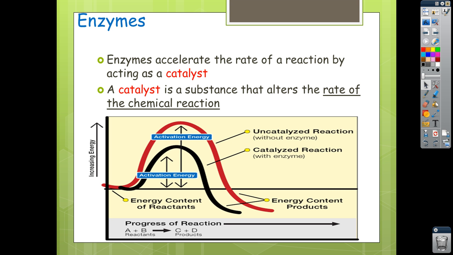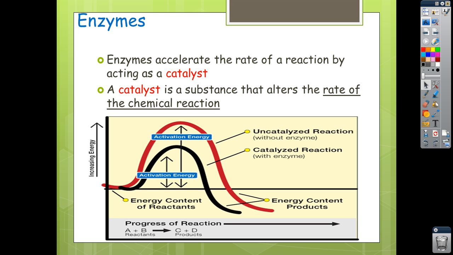Now let's talk about enzymes. We talked about how proteins serve to control the rate, not control the rate, but rather assist in the rate of chemical reactions in the body. Well, now we're talking about enzymes. So enzymes basically speed up the process of chemical reactions in the body. That means that enzymes serve as what we call a catalyst. Enzymes are a catalyst.